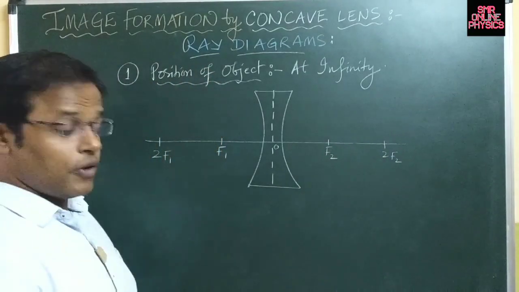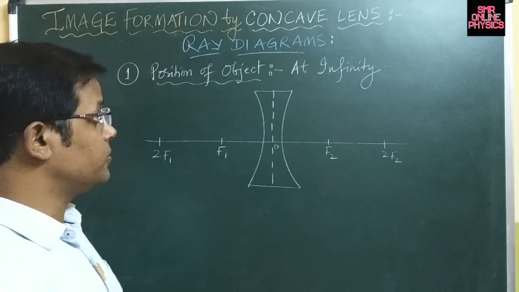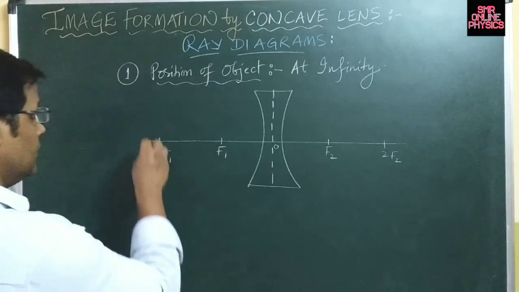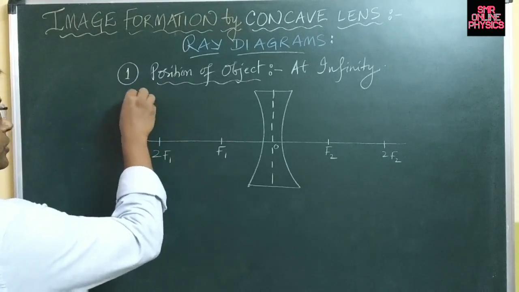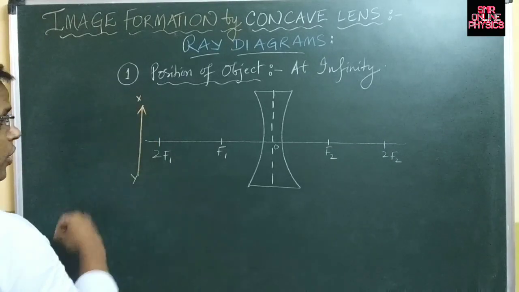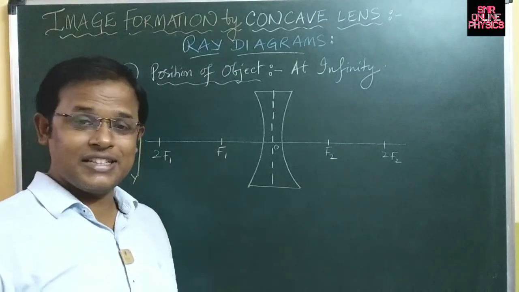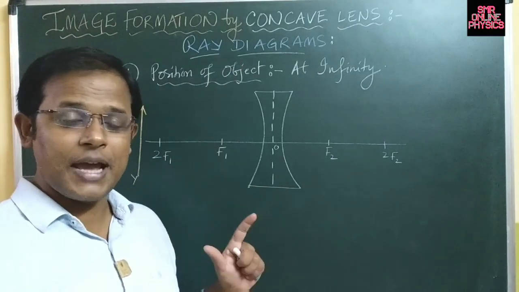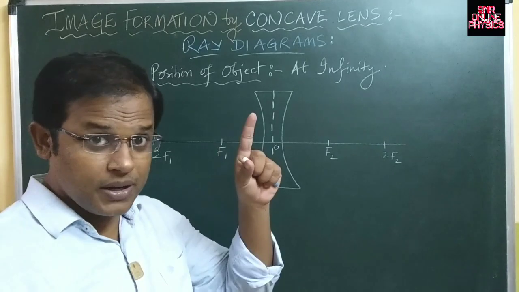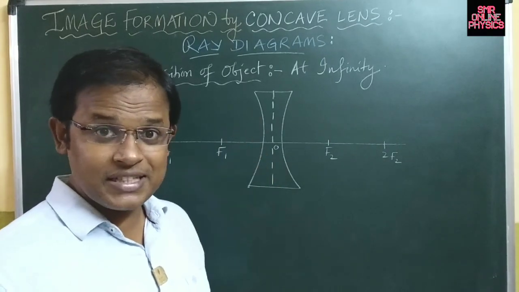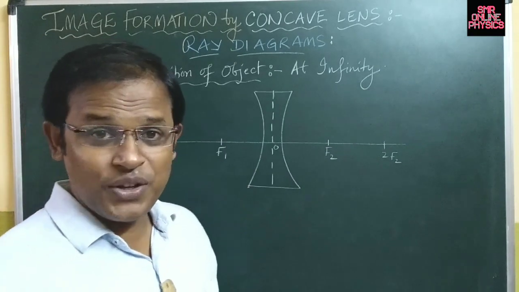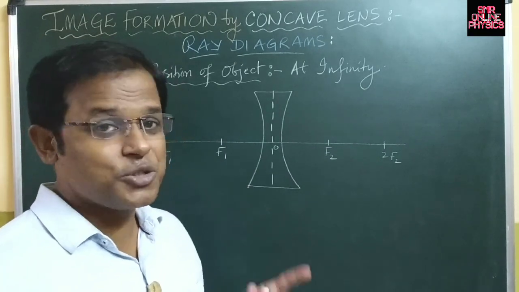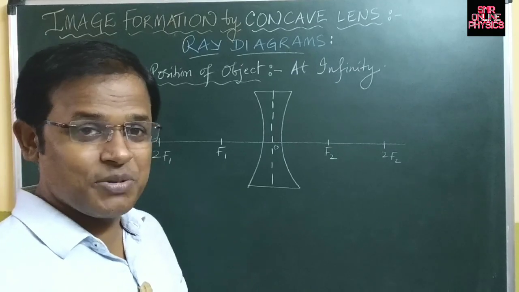So just like for a convex lens, what if the object is placed at infinity in the case of a concave lens? So this is your object. The concave lens's peculiarity is that it always forms the same type of images. Remember what convex mirrors did? Yes. If you haven't watched those previous videos on concave and convex mirrors, do watch them and get yourselves perfect.